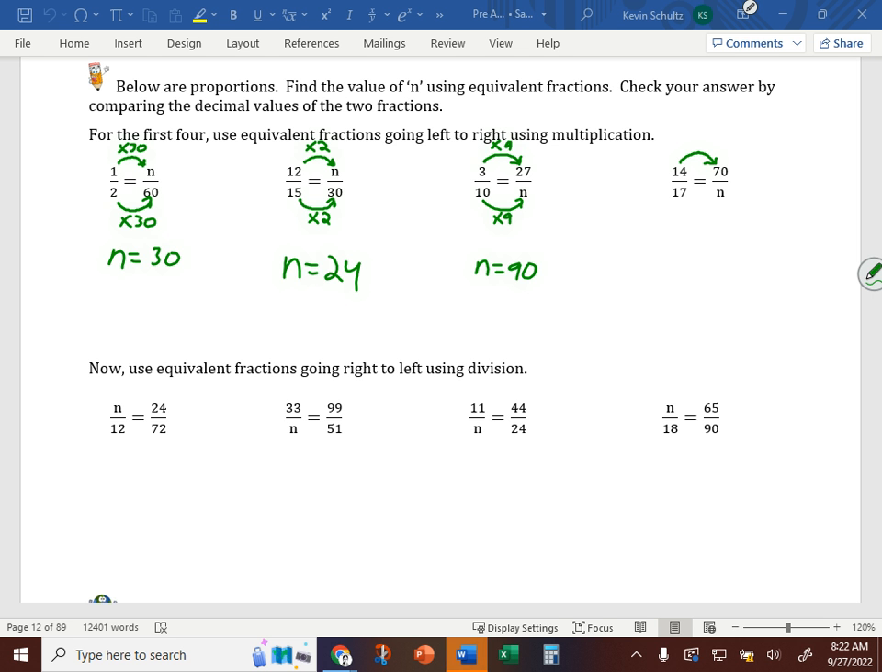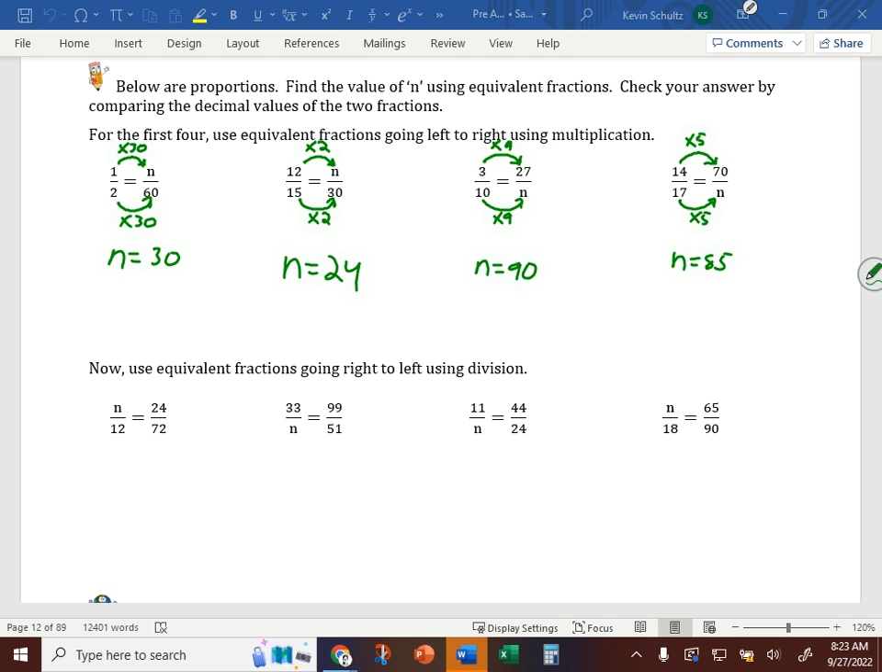And that last one there, kind of a thinker. Mia? 85. 14 times 5 is 70. 17 times 5, n equals 85. You're just making equivalent fractions all day long.